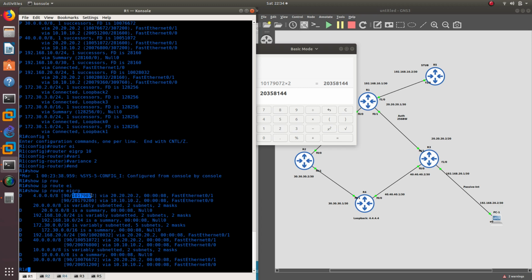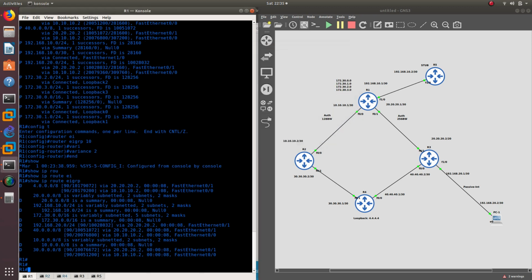And you can see that the feasible distance for FastEthernet 0/1 is 10,172,072, and for FastEthernet 0/0 is 20,172,000. But it still says that even though it is slower to send traffic this way, we're still going to send traffic this way, okay? Because we're doing unequal load balancing, all right?